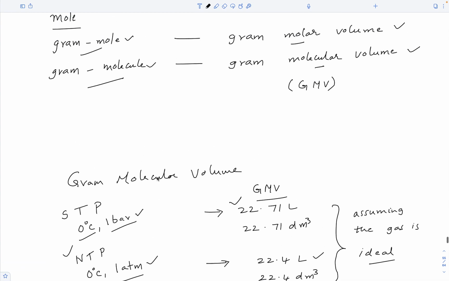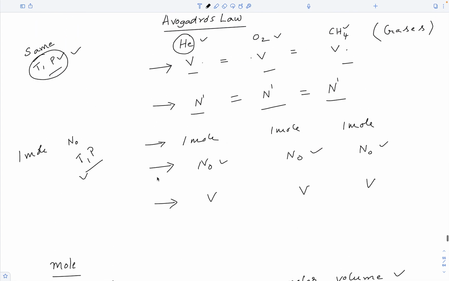Now, the interesting fact with Avogadro's law is the volume of a gas at a given temperature and pressure then only depends on the number of molecules and nothing else. Because if you have an equal number of molecules of different gases, they would have the same volume. So it doesn't matter whether the gas is oxygen or methane or helium or chlorine or some other gas. As long as we have the same number of molecules, their volumes are the same.